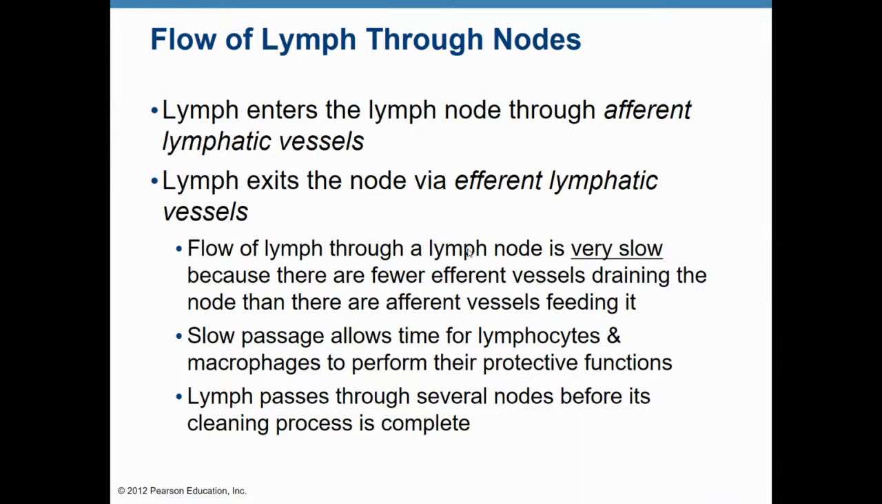It's kind of like when you're driving down the interstate and there's construction and they take 4 lanes of traffic and they narrow it down to 2, right? So if you have 4 afferent vessels but only 2 efferent vessels, things kind of back up. And that's actually good, right? It's good for that lymph to slowly percolate its way through the lymph node because it gives ample time for the macrophages to do their cleansing function and for the lymphocytes to detect the foreign invaders.